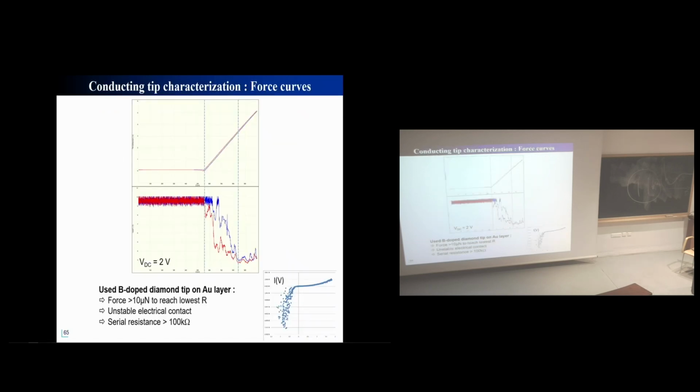When you measure, then you are able to say, have you got a problem? And here, clearly, you have a problem. You can see that the minimum resistance is obtained after a huge force above 10 micronewton. The minimum resistance is extremely high, and the IV is not linear anymore.